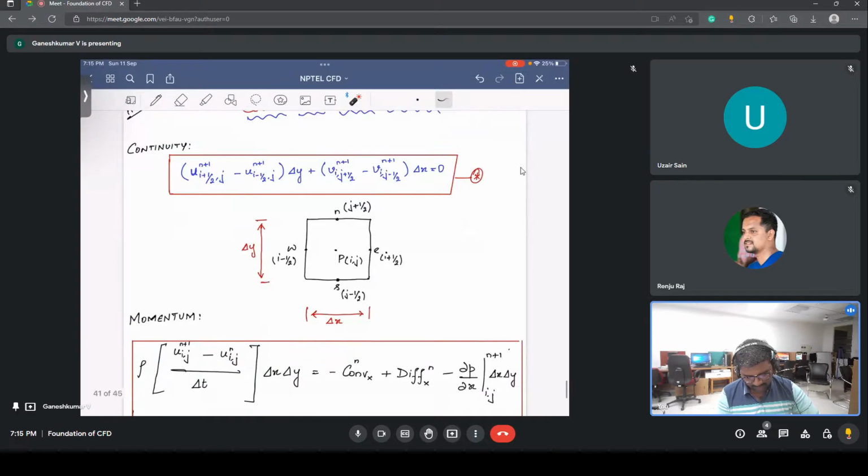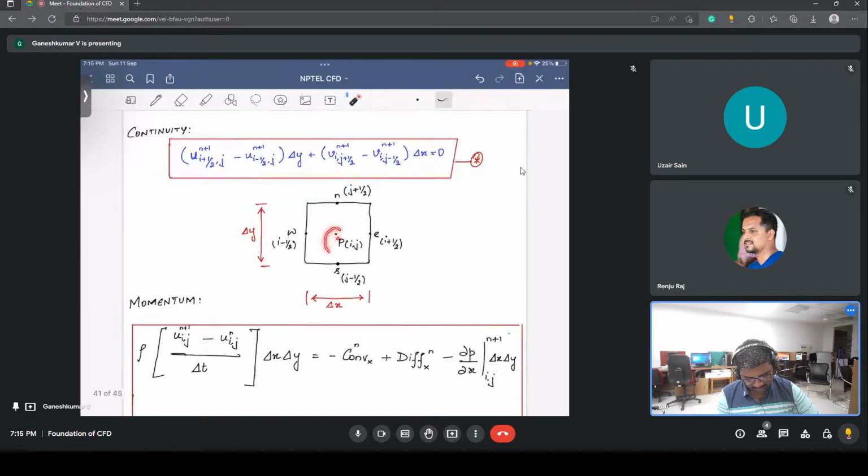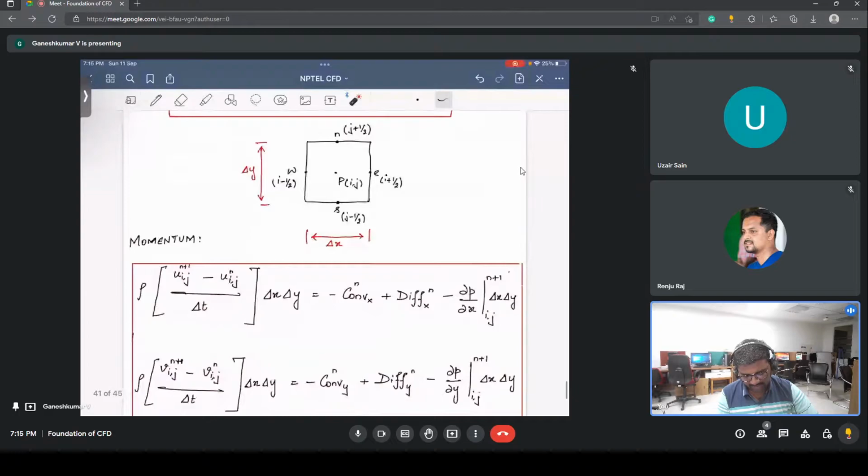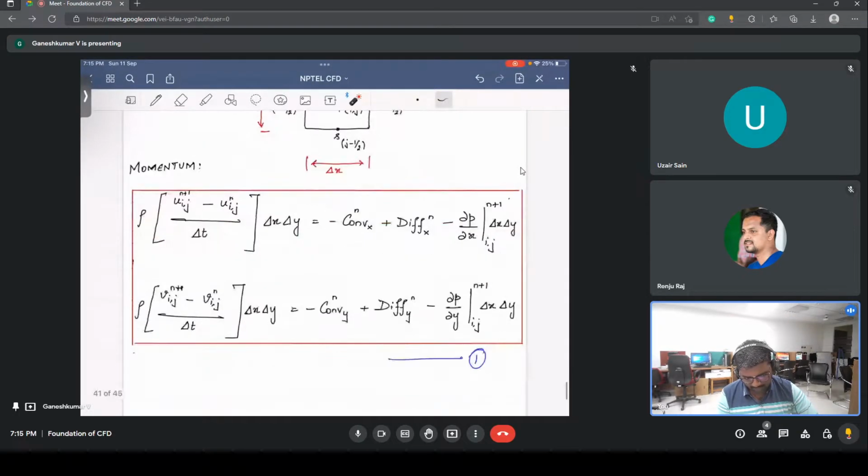Our cell of interest is P, and it has east, west, south and north neighbors. The delta x and delta y are the cell dimensions. Okay, and now we have the momentum equation.